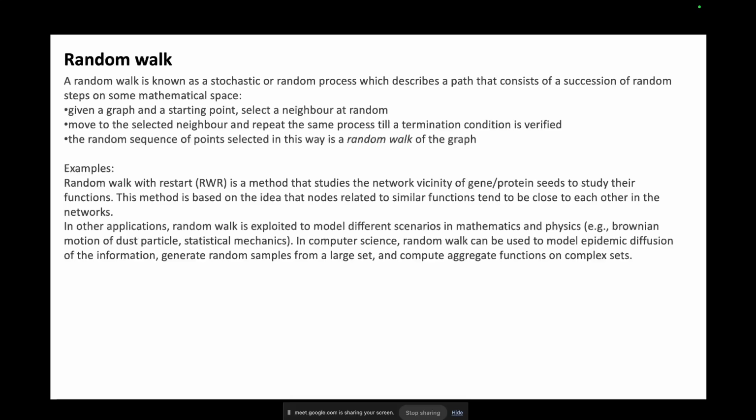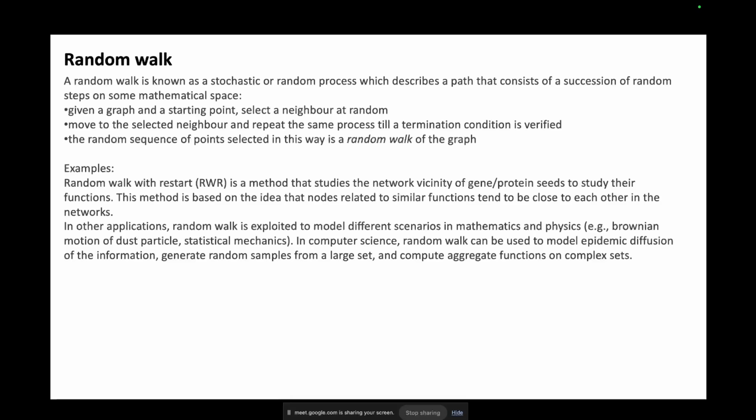widely used methods, and most compatible methods you can call it, is a random walk. So what is a random walk? A random walk is a stochastic or random process, as the name describes, which describes a path that consists of a succession of random steps on some mathematical space. So you are given a graph and a starting point, and you select a neighbor at random, and then you move to the selected neighbor, and you repeat the same process till a termination condition is verified, or you reach a particular node. So there needs to be some termination condition, and you start from a node.